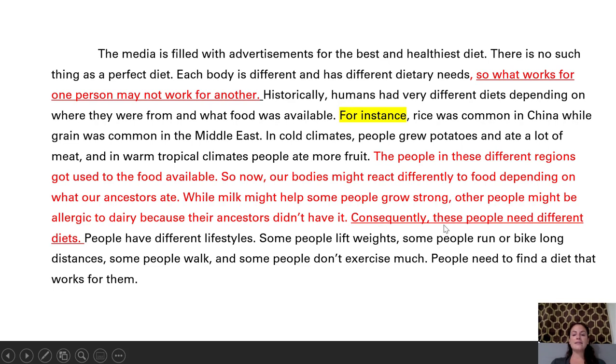Then they added this sentence that really just repeats the main idea. Consequently, beautiful transition word, these people need different diets. So you'll see that these parts that are underlined, this is where the author really repeats the main idea, that we need different diets. The red part that is not underlined is helping to explain that connection. So the reader can see, okay, the connection between the support and the main idea. This is how those go together. Whew, all right.